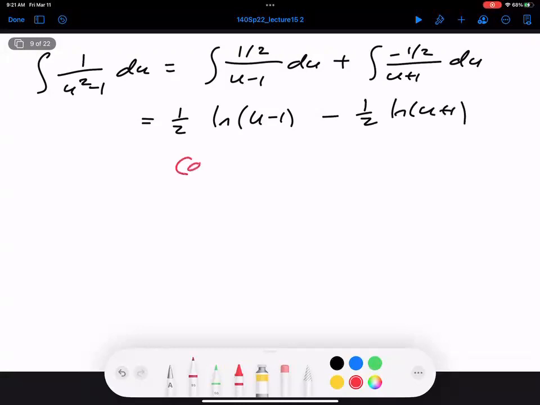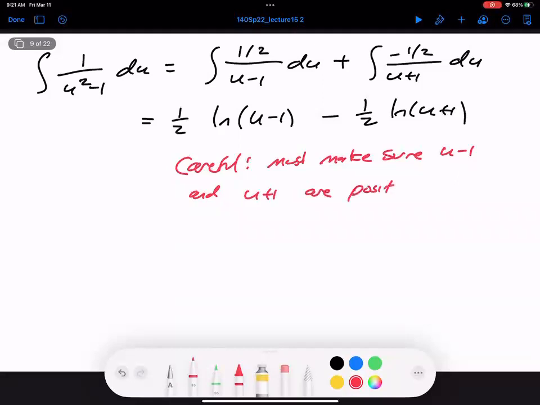You have to be careful. Must make sure u minus 1 and u plus 1 are positive. That's taking logs. So this is where you have to be a little bit careful. We've talked about this before. If it was negative, I would actually multiply by a negative 1. I can just have that outside.